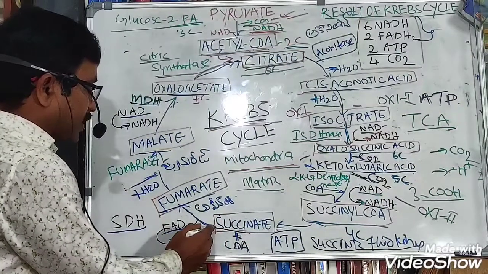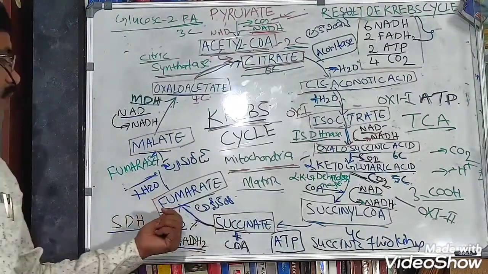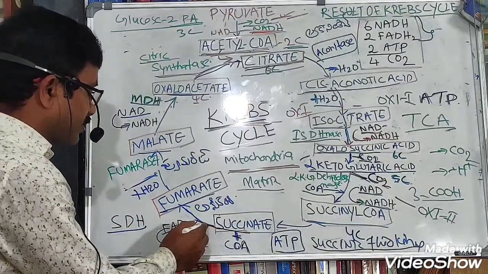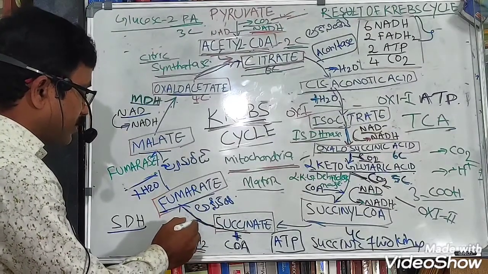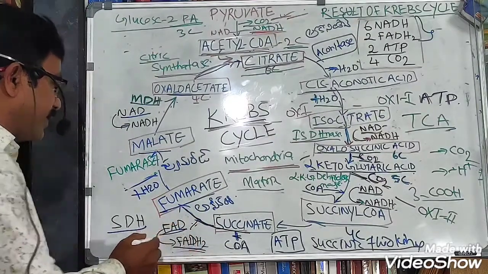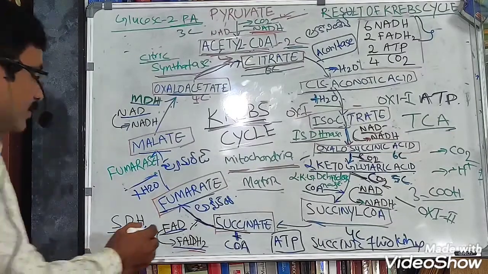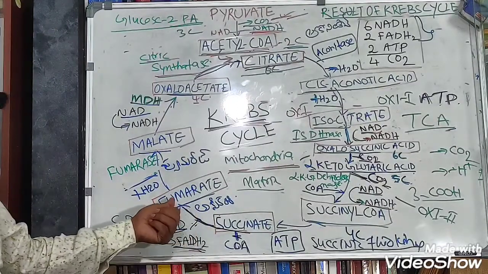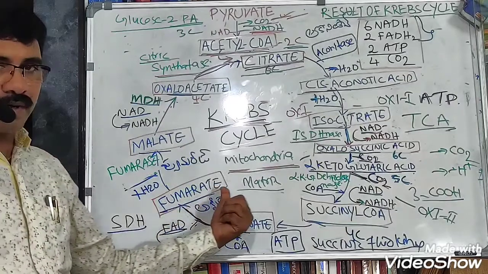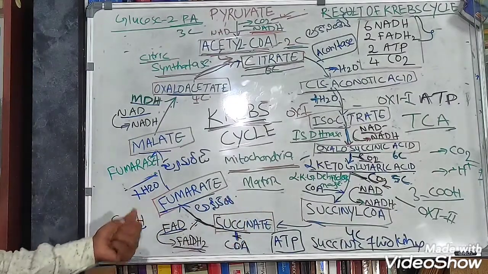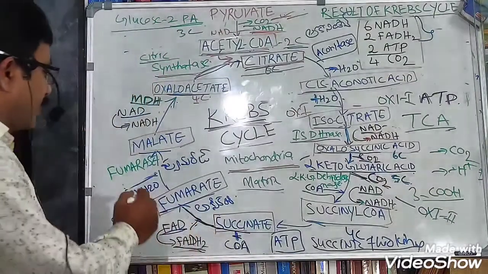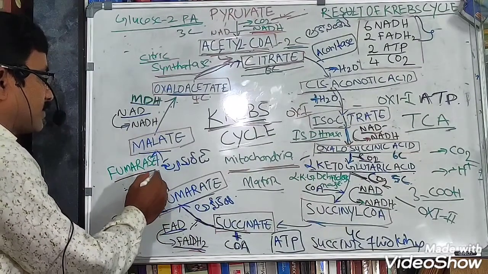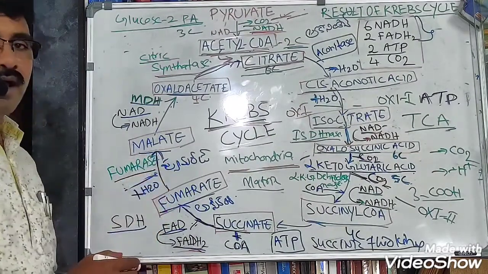Next, succinic acid undergoes an oxidation reaction. In this oxidation, the released hydrogens are received by FAD to form FADH2. As a result, succinic acid forms fumaric acid. Next, fumaric acid undergoes hydration, meaning addition of a water molecule. In the presence of fumarase enzyme, fumaric acid converts into malic acid.